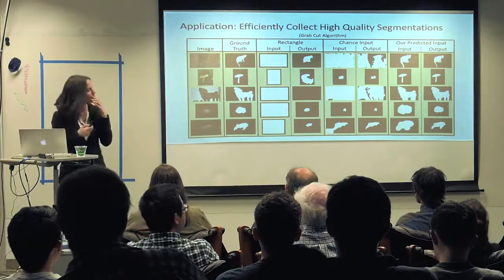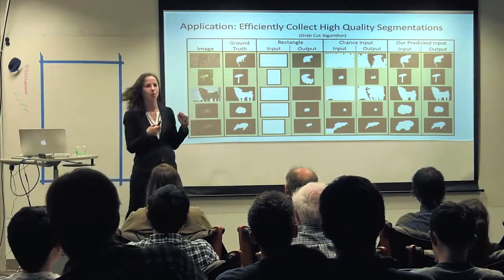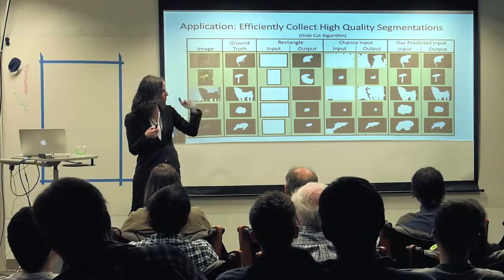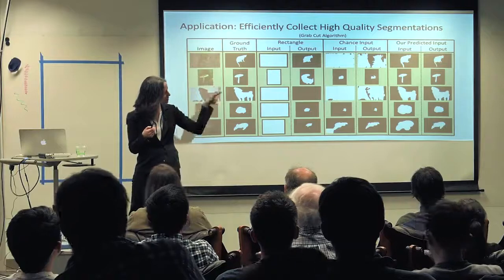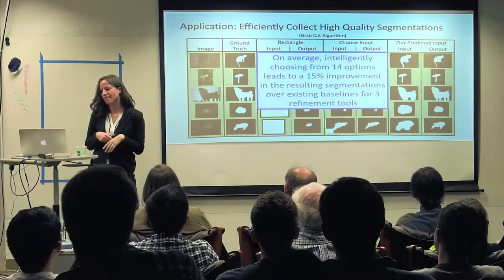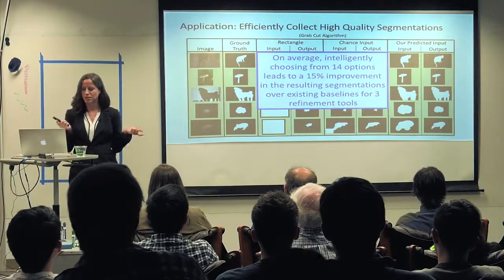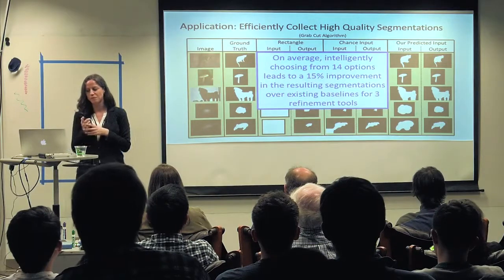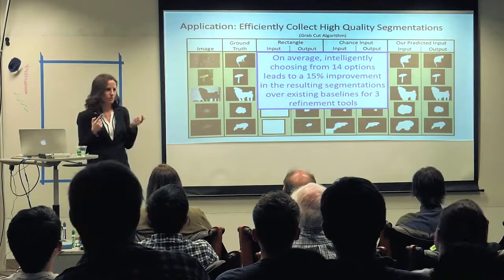Yeah. And so, altogether, you can see that things like a rectangle can work somewhat well in practice. Chance output just does pretty terribly overall, but our method does very well. We did quantify that. We found on average that intelligently choosing from 14 options leads to a 15% improvement in the resulting segmentations over existing baselines for 3 refinement tools. Okay?